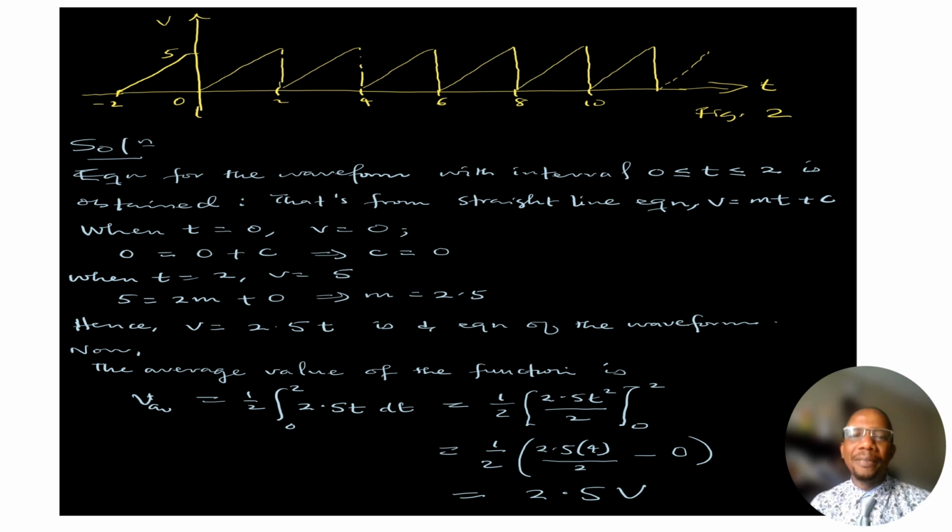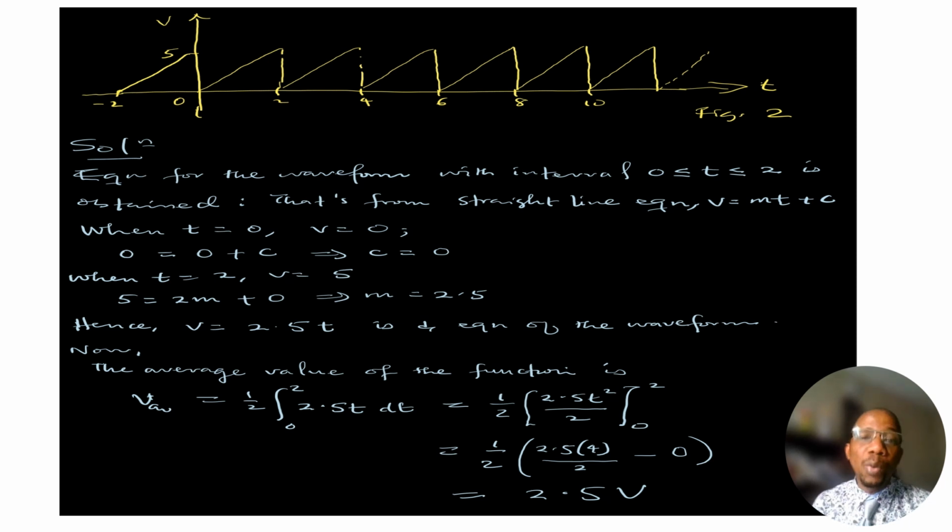So what we have to find is the equation for the waveform, first obtained from 0 to 2. That means this is v and this is t. So 0 to 2 is our period that we are selecting. Then from the straight line equation, v equals mt plus c. Now when t equals 0, v is 0, so c becomes 0. When t is 2, v is 5. That gives us m to be 2.5.